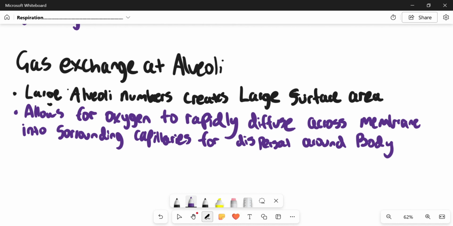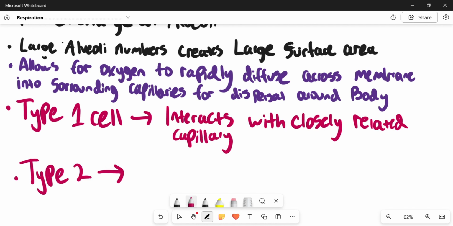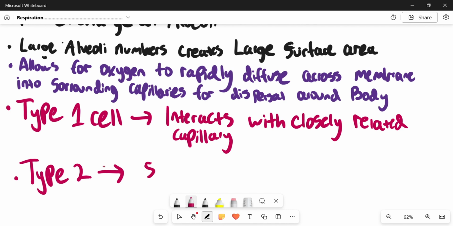But there are actually two types of alveolar cells. The type 1 alveolar cell is responsible for gas exchange and actively interacts with the closely related capillary to facilitate the dispersal of oxygen around the body. And there's the type 2 alveolar cell, which synthesizes surfactant, which lowers the surface tension of the alveoli, preventing water from sticking together, which would cause the alveoli to collapse. So it synthesizes surfactant.